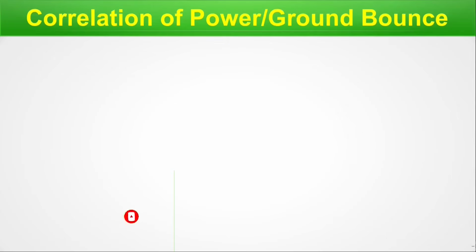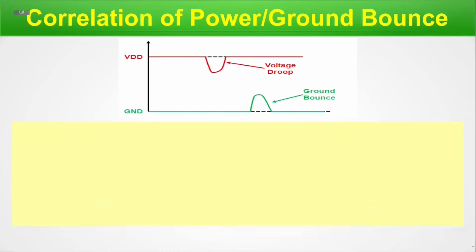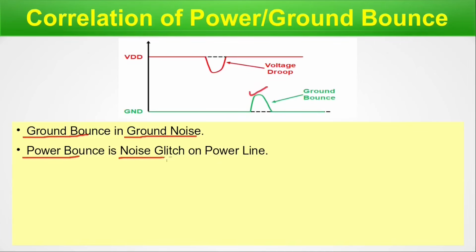Correlation of the power and ground bounce. As the noise comes in, the noise affects both the power rails, that means the VDD as well as the ground. So how does it look? It looks like this, and I'm explaining here. This is our VDD line, this is our GND line, and the noise is occurring there. We generally refer to it as the voltage drop, and if it is impacting the ground line, then this noise will be termed ground bounce. The ground bounce is nothing but ground noise. Power bounce is the noise glitch on the power line.